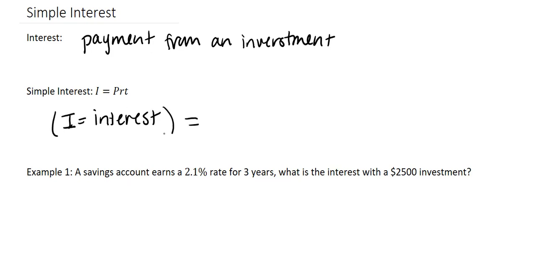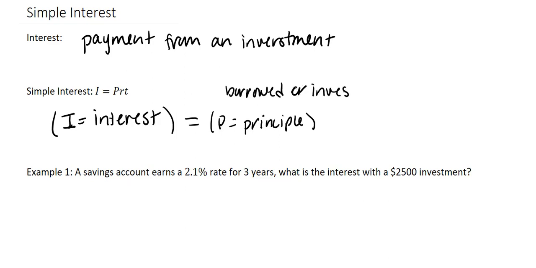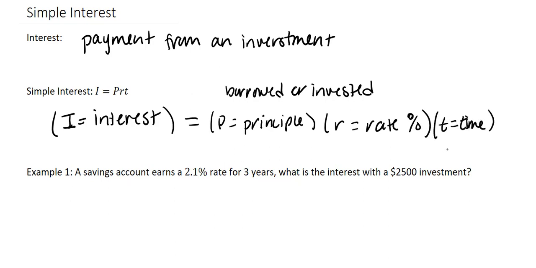Put it in like this. So P is our principal. So this is either borrowed or invested. Now rate is for the R, and this is in percentage, right? It's usually given as a percentage, which we'll always make into a decimal. And then T is for time, and this is in years.